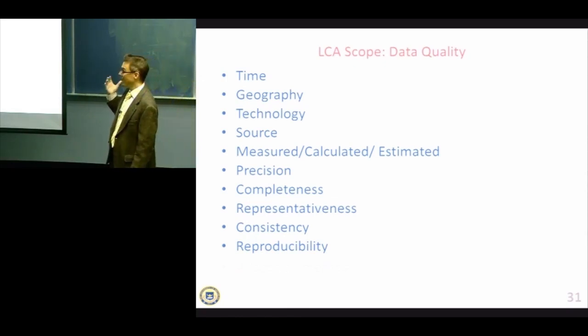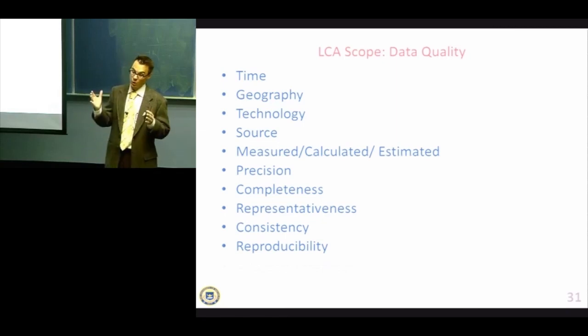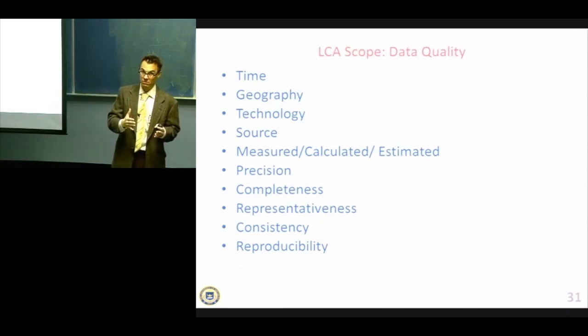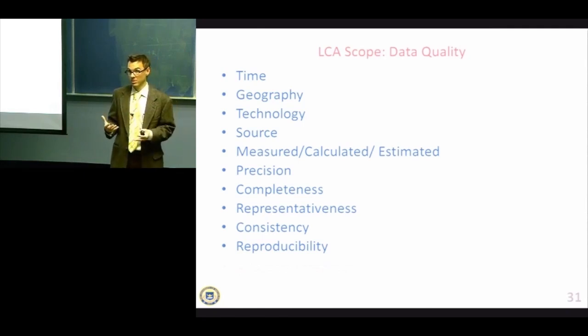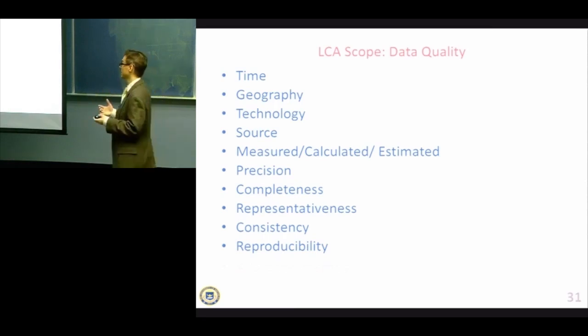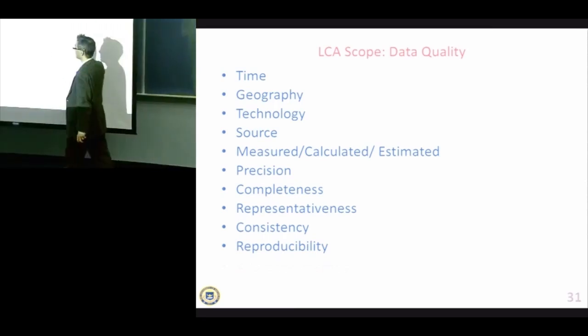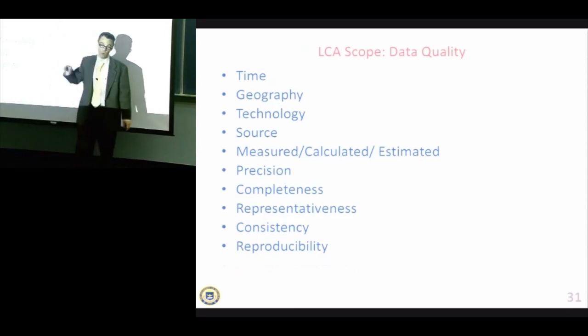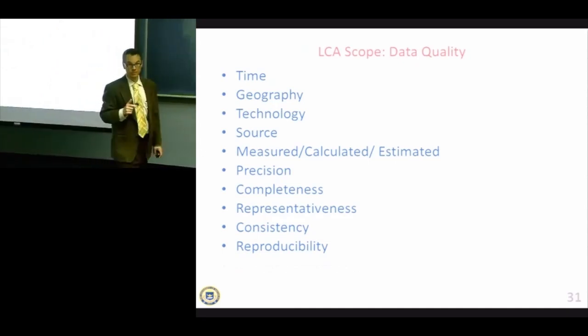So you have to be consistent. If your surfactant production is German, your electricity grid better be German too. Right? So things need to be consistent. And that's the biggest trick with using data from the literature.